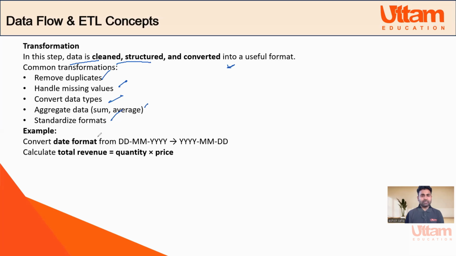For example, this is a cleaning step. Suppose our date format looks like this, and the expected format of the date is YYYYMMDD. In this way, we can clean it. So we can apply the cleaning step as per our requirement. That is called transformation. Transformation means this is the step where we clean the data and convert it into a useful format so we can use it for the next analysis purpose. That is why transformation is required. I hope the transformation point is clear. Now let's see the next.